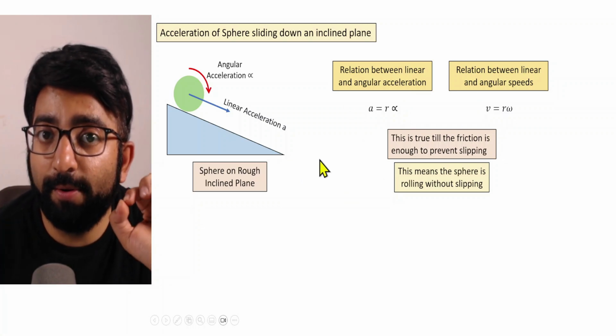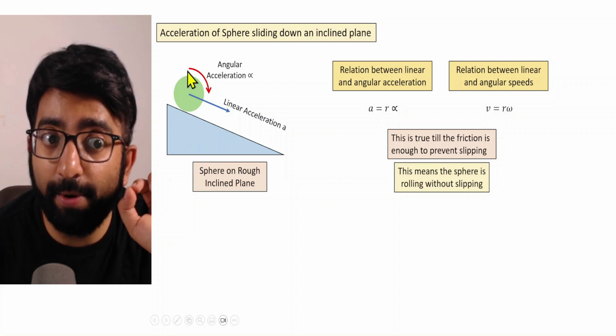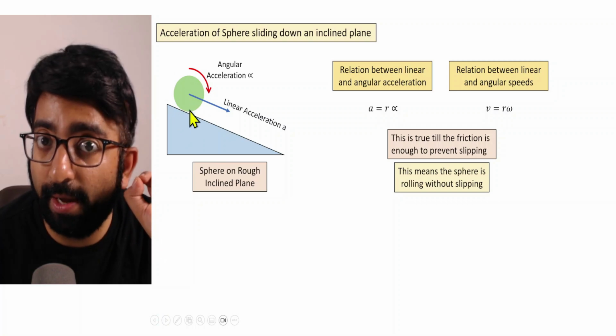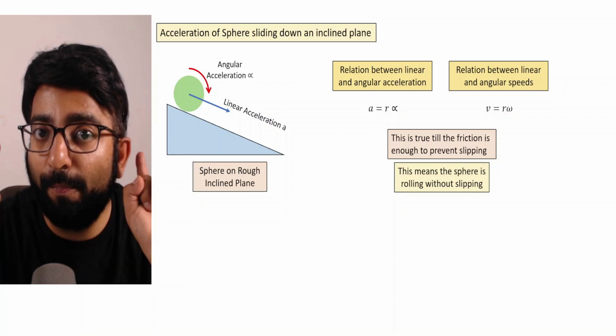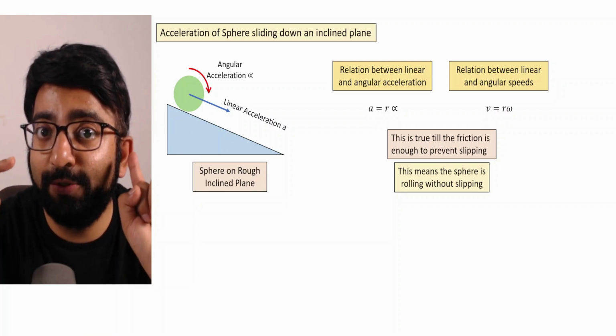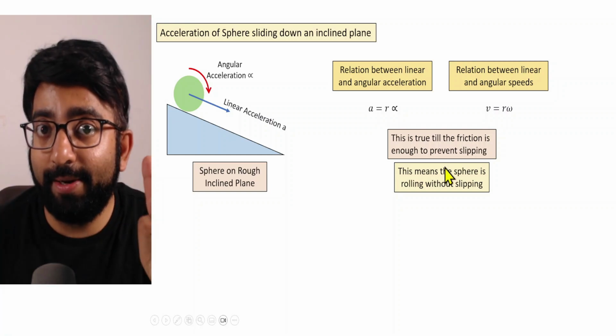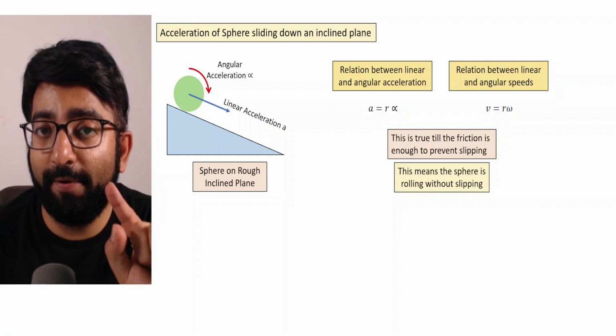And why is this important? Because if you remember the free body diagram of the sphere, we have mg acting downwards, normal reaction, and friction which acts up the incline. Now, please try to recall friction has two types. Type 1 is static friction and type 2 is dynamic friction.